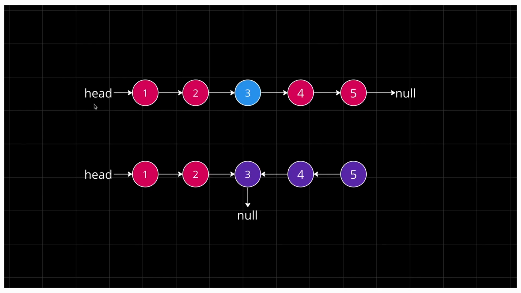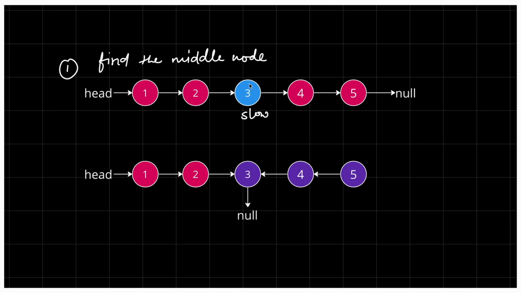So initially we are given this original linked list 1, 2, 3, 4, 5. As a first step, we can find the middle node. Calculating the middle node is very easy. We have already solved two to three problems on that. You can simply reach it using the fast and slow pointer. So this will be your slow node.